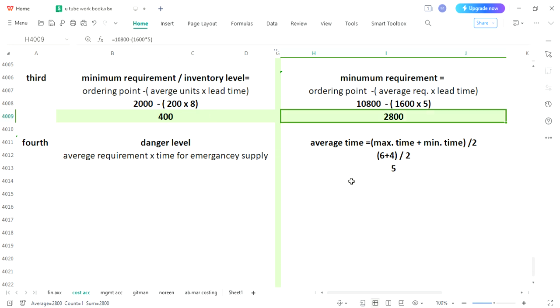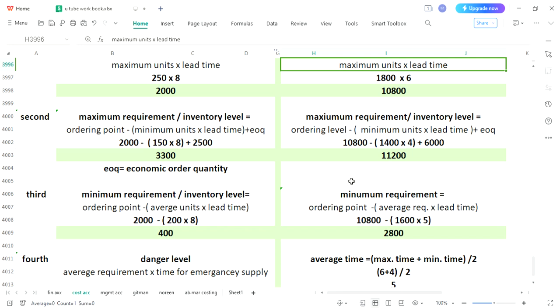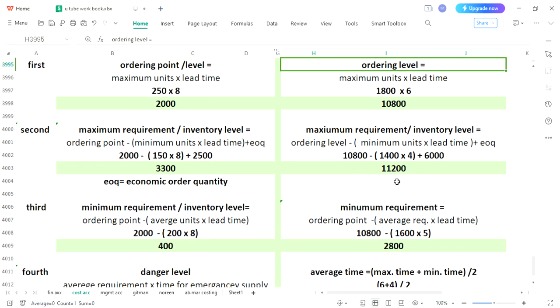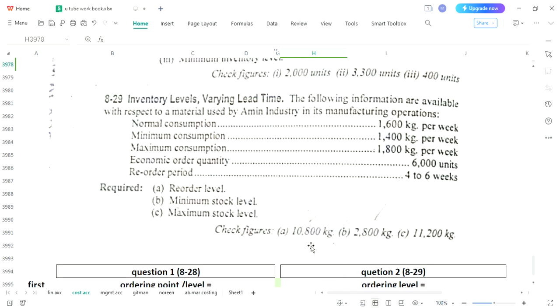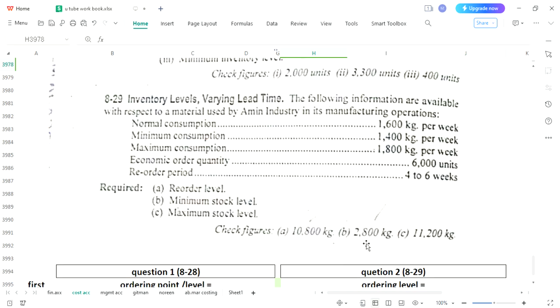So guys, we were having 3 answers. Let's review your question. Second question: 10,800, 11,200 and 2,800. Here is your answer: 10,800, 11,200 and 2,800, and the answers are completely matched. Our second question has also been completed. Now look at the time. Within the time which was used to solve the single question, we have solved 2 questions. That is why I was making this lecture for 2 questions.